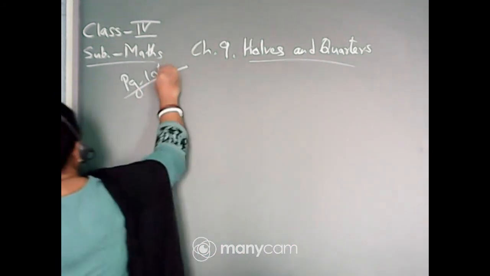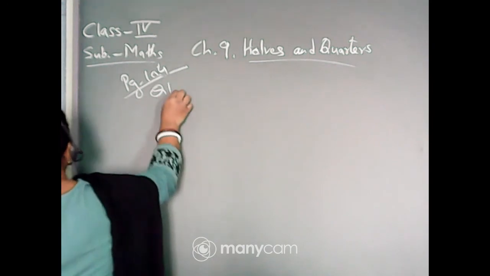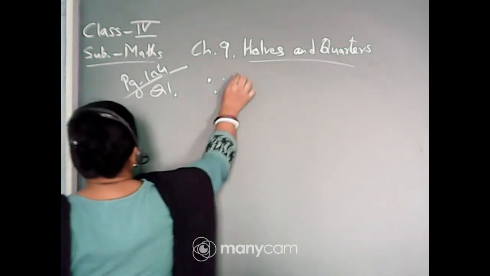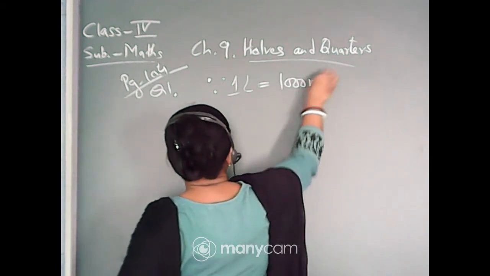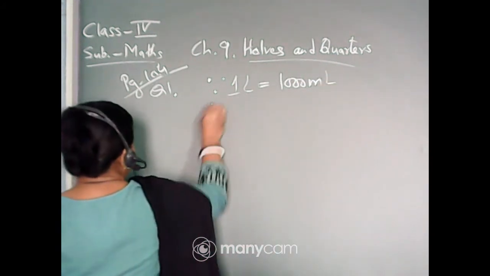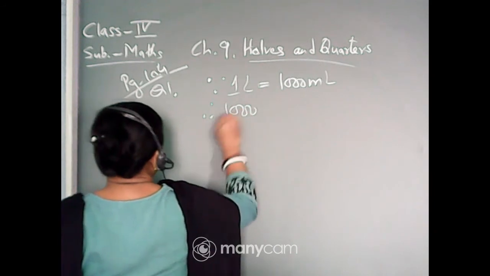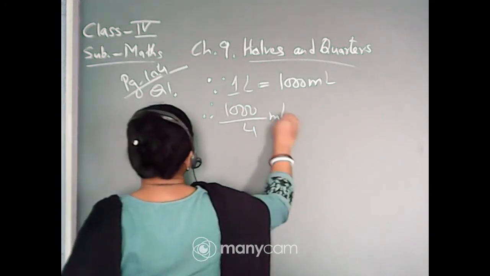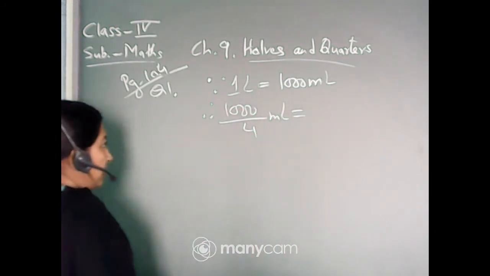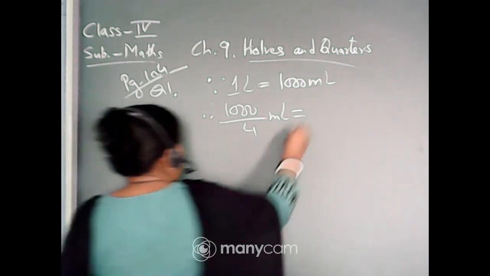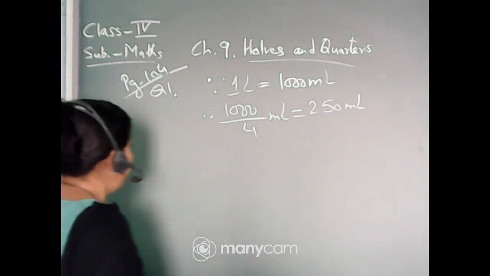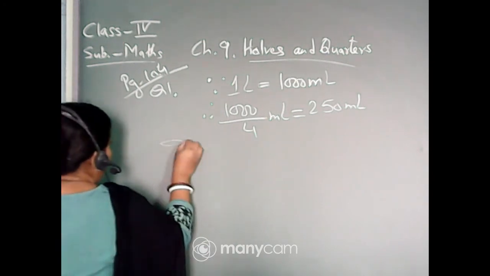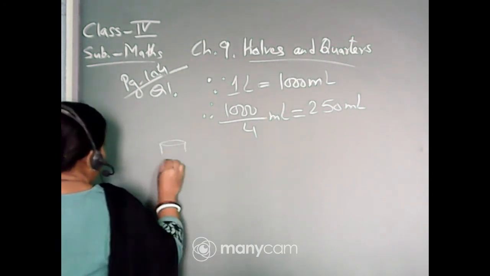This is page 104. Okay, question number 1. Since 1 liter is equal to 1000 milliliters, therefore 1000 divided by 4, because it is transferred to 4 bottles. That means 250 ml. So in 1 bottle, 250 ml of milk is present. Okay.